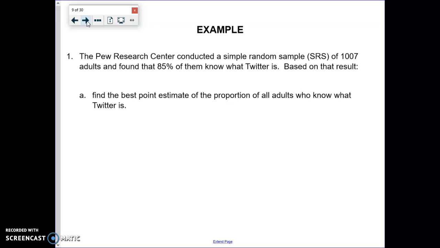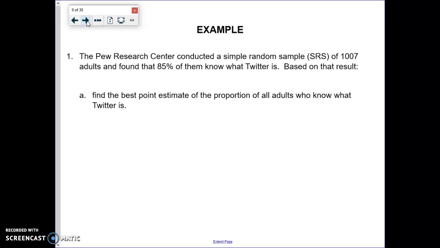So let's take a look at your student examples, number 1. I'm basically going to break number 1 up into parts. As we talk about things, we'll go back and refer to example 1 and go through each part of example 1 as we talk about it in the notes. A Pew Research Center conducted a simple random sample of 1,007 adults and found that 85% of them know what Twitter is. Based on that result, find the best point estimate of the proportion of all adults who know what Twitter is. Now again, it's not a trick question, but it's easier than people think.